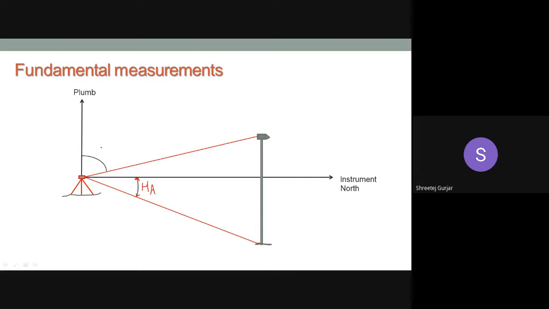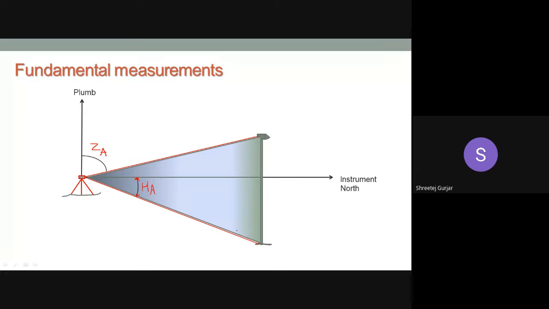Then this is the vertical angle, right? The vertical angle you can see from the instrument from this particular direction, right? From the zenith or from the plumb line, this is the vertical angle, not the horizontal one. So I'll mark this as ZA, the zenith angle. So these are the fundamental measurements that I am marking now: horizontal angle and zenith angle. So this is the vertical plane which I was talking about, not the horizontal.